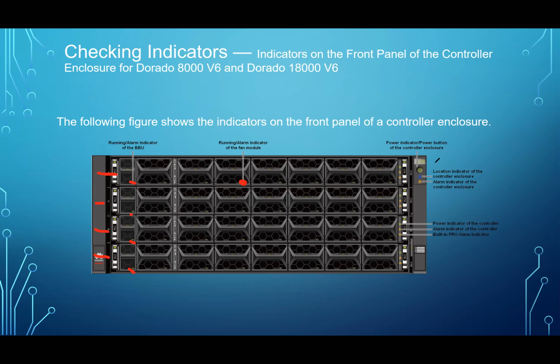And on the extreme right part, you have again the power indicator or the power button, the location indicator, if this is activated and you need to locate the storage, or the alarm indicator of the controller enclosure that lets you know there are some current critical or major alarms on the whole storage. We also have indicators for power, alarm indicator, and if there is a component faulty hardware in it for each controller.